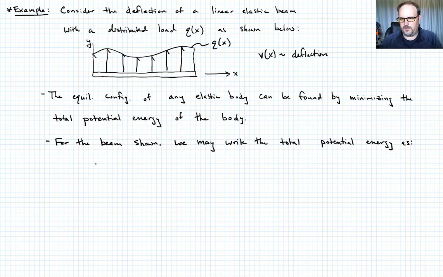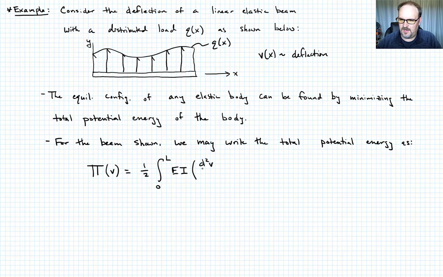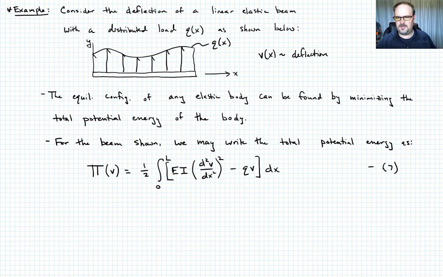We typically call the total potential energy capital pi. So pi as a function of V, the deflection, is equal to 1/2 times the integral from 0 to L of EI, the beam stiffness, times the quantity d squared V dx squared, that quantity squared, minus Q times V. This is our integrand dx. Call this equation 7. So that's the total potential energy of this beam.